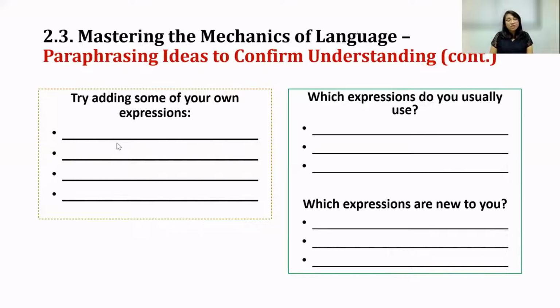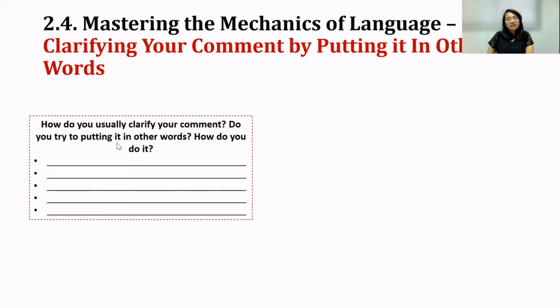But whenever you're finished, let's go to the next slide, which is the last type of question that we need to master in participating in small group settings. Here it is. The last one is clarifying your comment by putting it in other words. The same question that I have asked you 3 times previously. How do you usually clarify your comment? Do you try putting it in other words? And how do you do it?